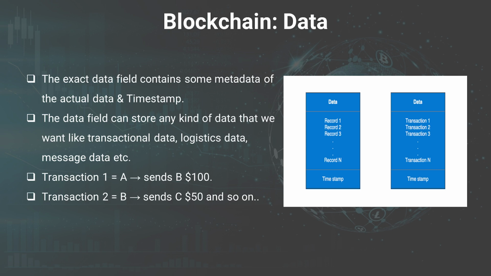So the data field contains some metadata of the actual data as well, and of course a timestamp. For example, as I said, we can store transactional data, transaction 1, transaction 2, transaction 3, and so on, and that data has some timestamp. Also, as I said, you can store any kind of data like record 1, record 2, record 3, and so on. When I say transaction 1, it actually means A sends B $100, transaction 2, B sends C $50, and so on. We'll get into that.